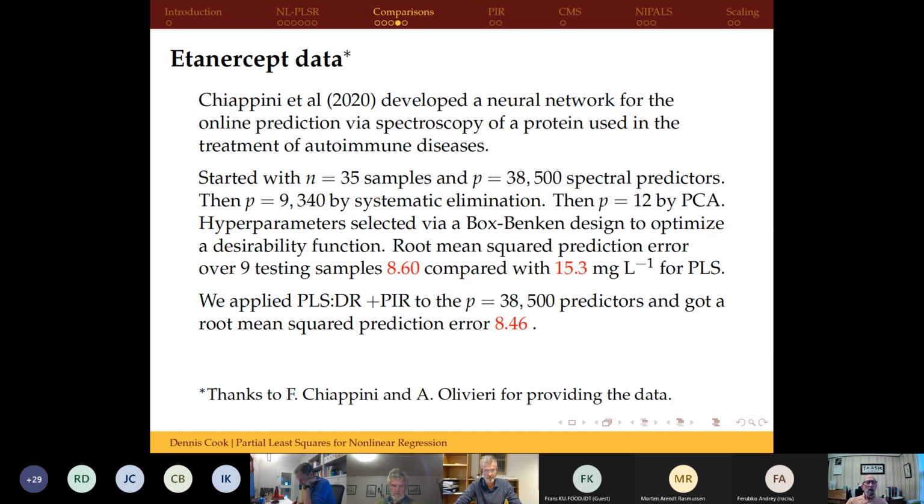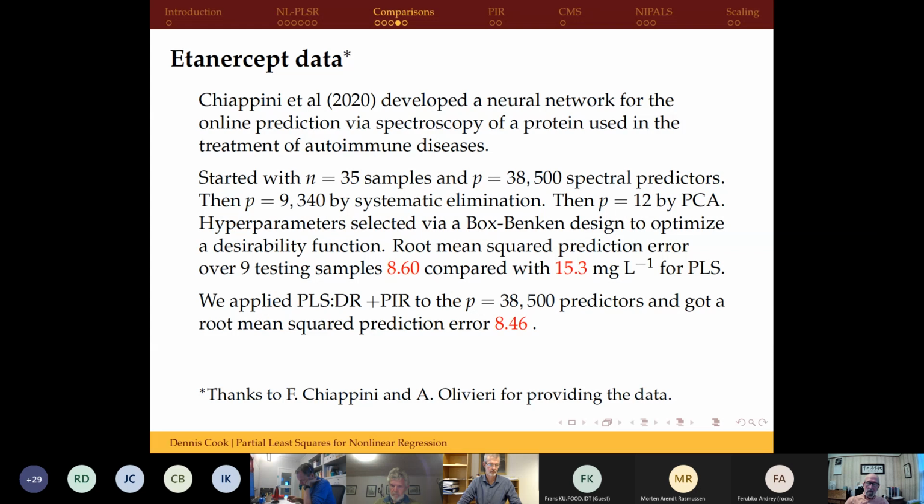Another data set: Capini in 2020 developed a neural network for online prediction via spectroscopy of a protein used in the treatment of autoimmune diseases. They really started with a huge data set. They had 35 samples and P equal to some 38,000 spectral predictors. So now P is really a lot bigger than N. Their goal was to use neural networks. They reasoned that you can't really do a neural network with that many predictors, 38,000. So the first thing they had to do was get the number of predictors down.